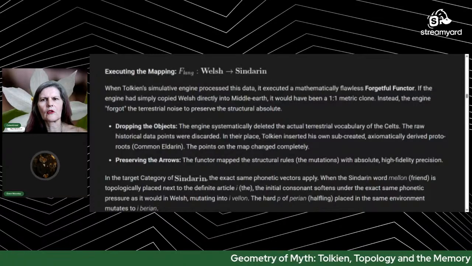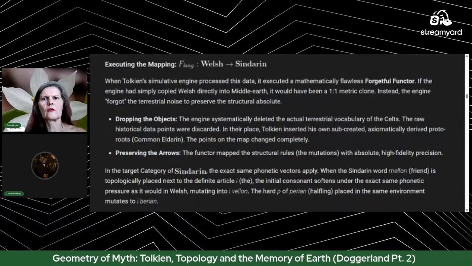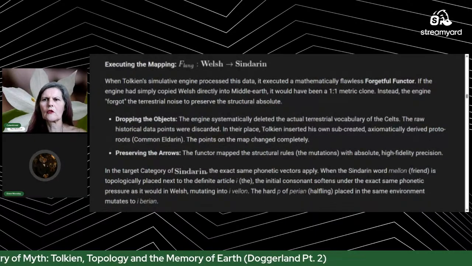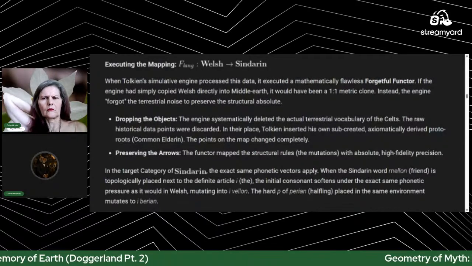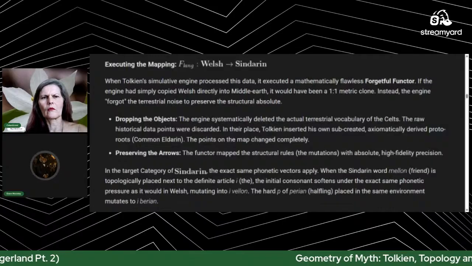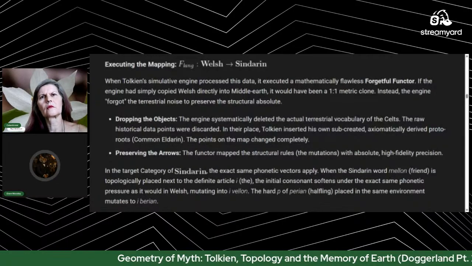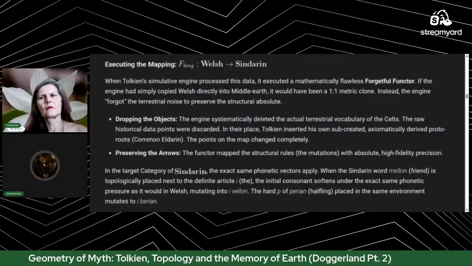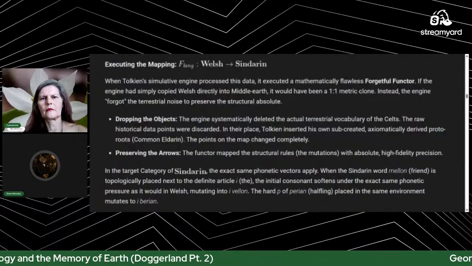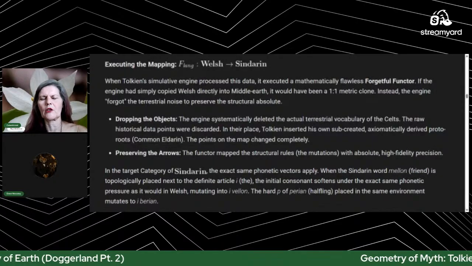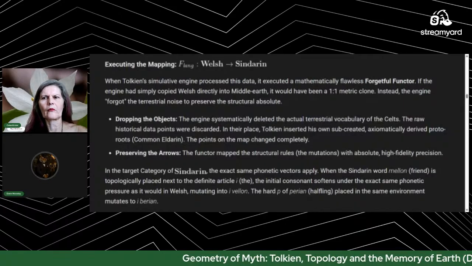If the engine had simply copied Welsh directly into Middle Earth, it would have been a one-to-one metric clone. So, in other words, I've seen other people in the past, I haven't seen much recently, but they say things to the effect of, well, Sindarin is just like Welsh. Well, it uses a lot of the same structural rules as Welsh, but it's not a direct copy, or it would be Welsh. Yeah, right.